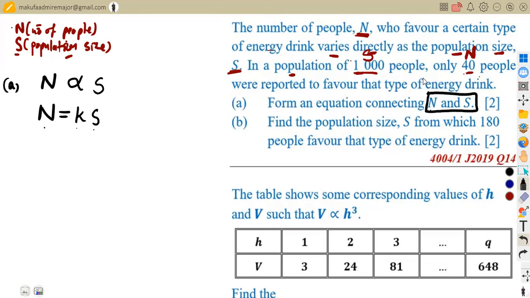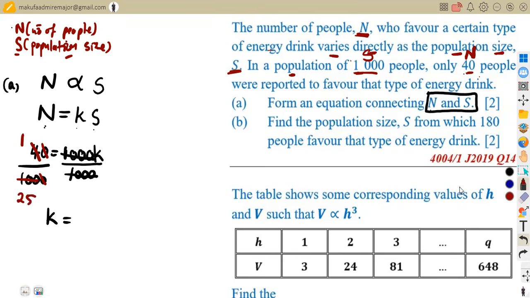So we are given S when N is 40. So we are simply going to substitute here. N here, it's 40, when S is equal to 1,000. So this is going to be 40 = 1,000K. Remember, you're supposed to find K, which is our constant, so divide by 1,000. Since you are multiplying, it's now an equation that you are dealing with. So K is going to give us what here? You can reduce by 2 or just by 4, 1 by 4, 4 into 100, that is going to be 25. So K is going to be 1 over 25.